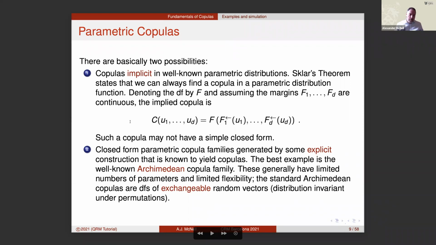The other possibility is that there are some well-known constructions for copulas which give simpler parametric forms. So there are some explicit constructions. The best known example is the Archimedean family, which wasn't invented by Archimedes. It's not that old. Copulas are a 20th century invention, but it relates to a property of the real numbers known as the Archimedean property in some obscure way. So these copulas are called the Archimedean copulas. They have more limited numbers of parameters, but they tend to be a little bit simpler. So we'll look at a couple of those.